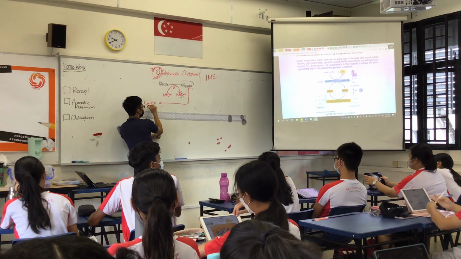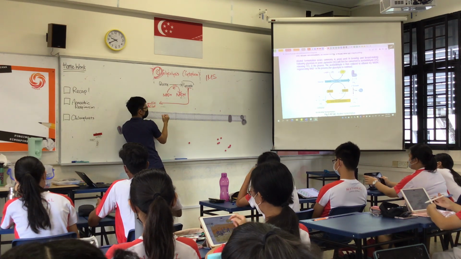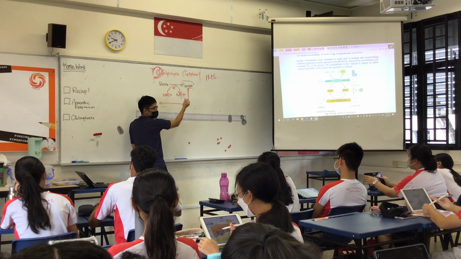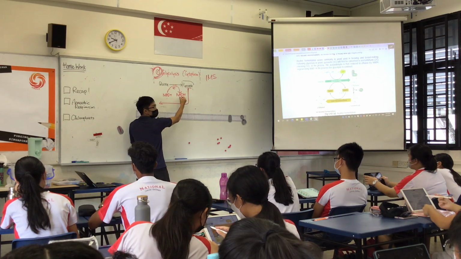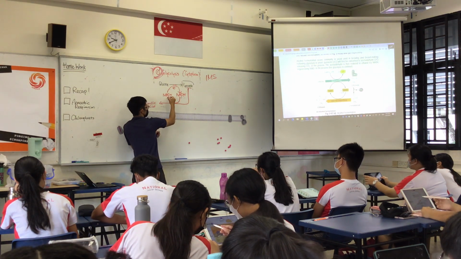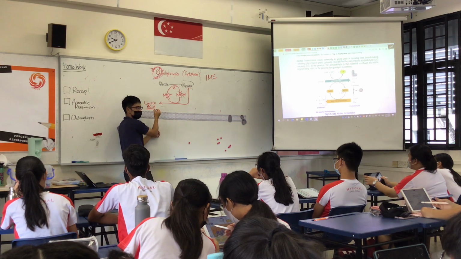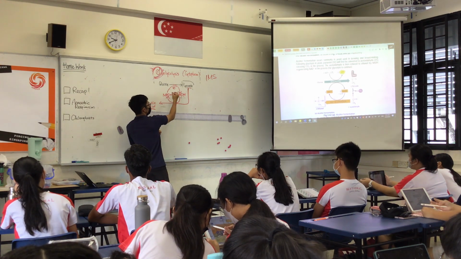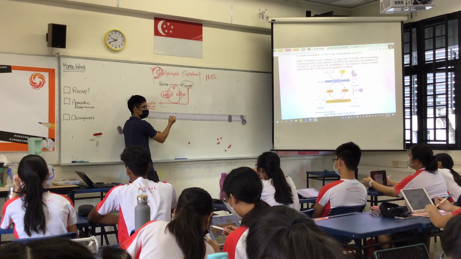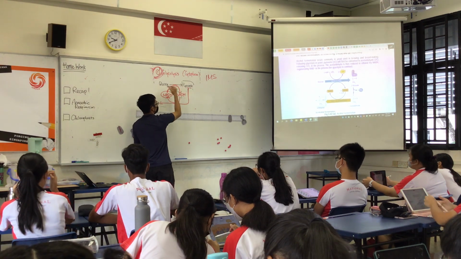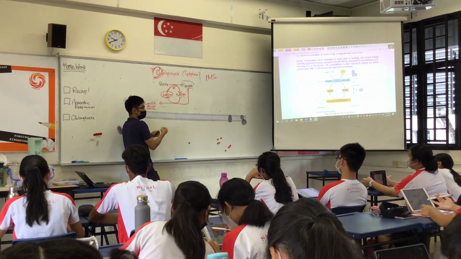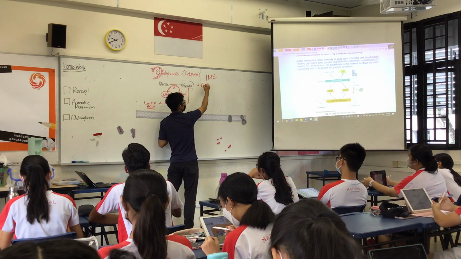when pyruvate is converted to lactic acid, the NADH that was produced will be reused to produce lactic acid. And then you will regenerate this NAD+, then it can be used again for glycolysis. But not every time glycolysis occurs, you will produce a little bit of ATP.